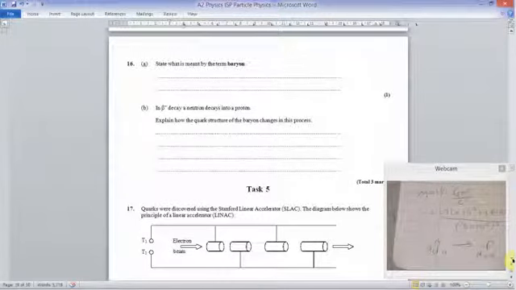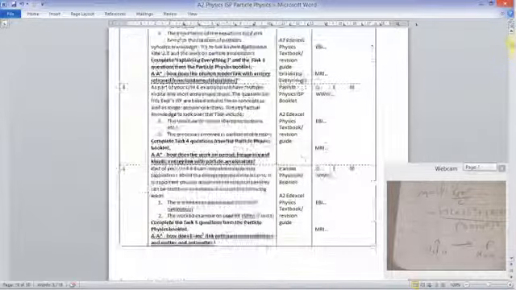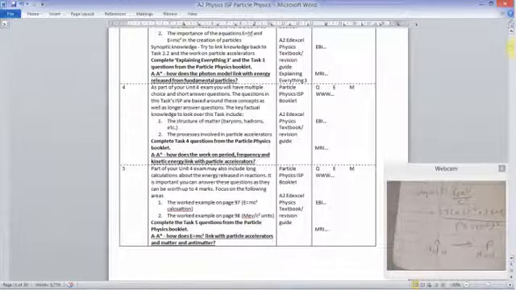Okay, so we've got one more task left on this, which again is some summary questions. This time based more around the ideas of particle accelerators.